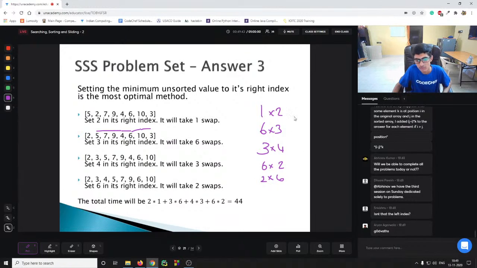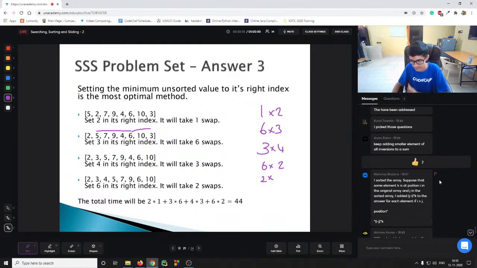Okay. So the total time will be 1 times 2, plus 6 times 3, plus 3 times 4, plus 2 times 6. I just reversed the order, so this is value times swaps. So 2 plus 18 plus 12 plus 12 equals 44. So this is the answer. Basically, I am taking the minimal value and moving it to its right index. So that is the solution.